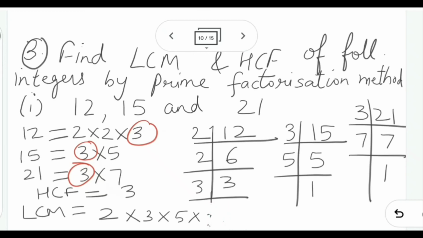their highest power. Now 2 is appearing maximum 2 times here. 3 is appearing only 1 time in each case, and 5 and 7 are also appearing 1 time. So 2 power we will write 2, while for other numbers we will keep their power 1. On multiplying all this, we will get LCM, that is 420. So this is how we can find LCM and HCF of 3 numbers also when it is being asked.